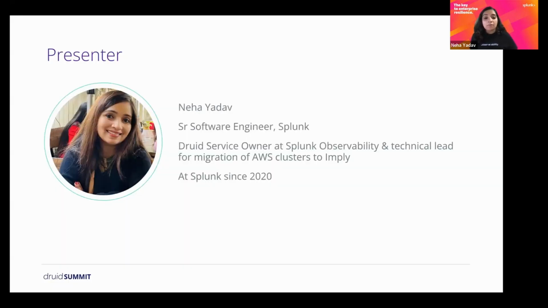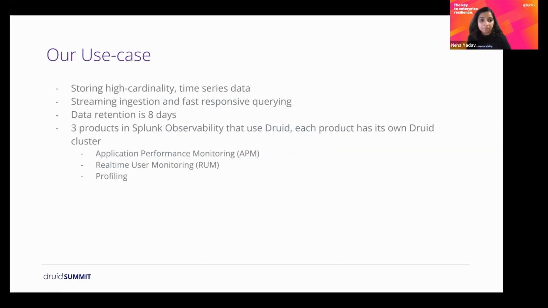A little bit about myself first. My name is Neha Yadav. I'm a senior software engineer at Splunk in their observability group. I am a service owner for our Druid clusters, and I was also the technical lead for migrating our AWS-based clusters. I have been at Splunk since 2020.